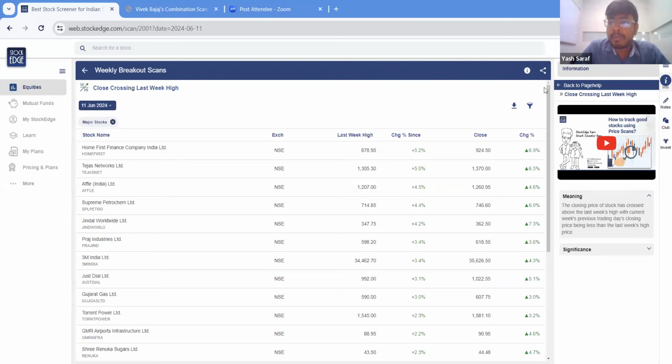Right? So let me close this. Over here, you will see the scan "Close Crossing Last Week High". You will get to see its meaning and significance in the page help section of each and every scan, wherein you will understand what this scan is all about, how it helps, and what its importance is. And in almost all of these scans, there is a short video also available by which you can understand the scan more appropriately.